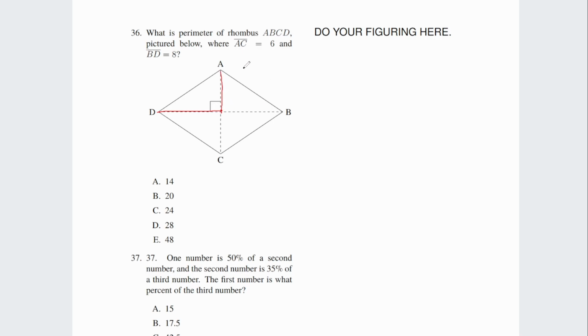And what we'll notice is that AC is going to be 3. Well, sorry, AC is 6, but half of it is 3 because it's a rhombus, and we can take half of it to find this. And BD equals 8, and half of that is 4. So if we know that this is a 3, 4, 5 right triangle, we know that this is 5, and likewise this is 5, and this is 5, and this is 5. So the perimeter is going to be 20 for all 4 sides.